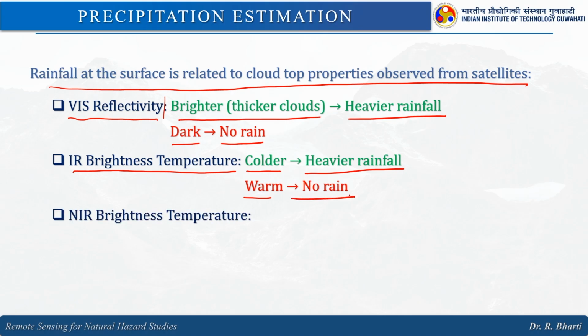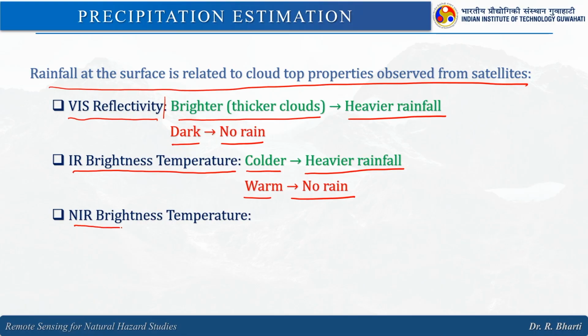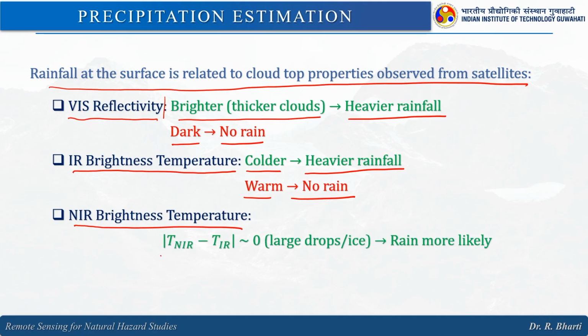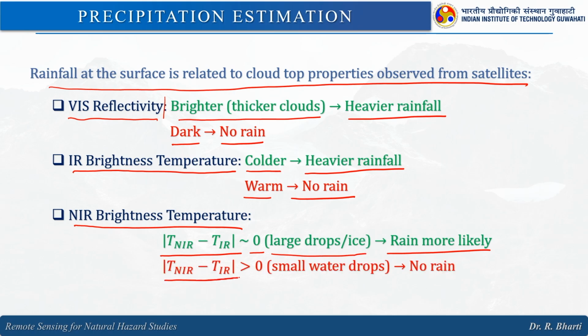So you need to see the relationship between the temperature, which wavelength you are talking about, and how it is related to the precipitation. When we use NIR brightness temperature, here we use this relationship, and if it is equal to 0, that means rain is more likely to occur, right. And here the large drops or ice will be found. When it is greater than 0, then small water drops will be found and no rain is expected.